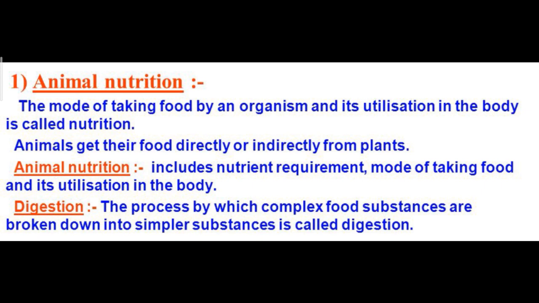And here in this chapter you are going to learn that animal nutrition includes nutrient requirement. We have learned 7 nutrients which are very much needed in the nutrition of animals. And second one, mode of taking food, how the animal will take the food and how it will be utilized in their body. So it includes nutrient requirement, mode of taking food and its utilization in the body.